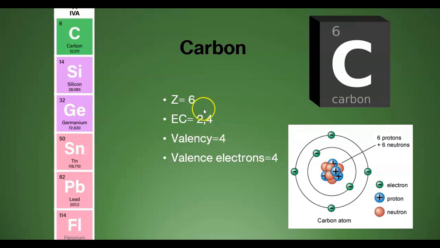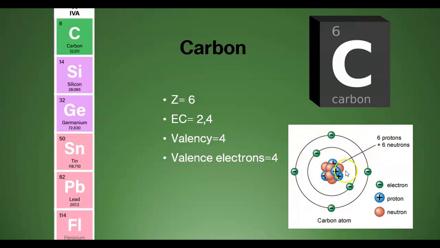So how many electrons does it need? Here carbon has atomic number 6 and valency 4. So it needs 4 more electrons to attain the nearest noble gas configuration. And of course the valence electrons, that means the electrons present in the outermost shell, number 4.